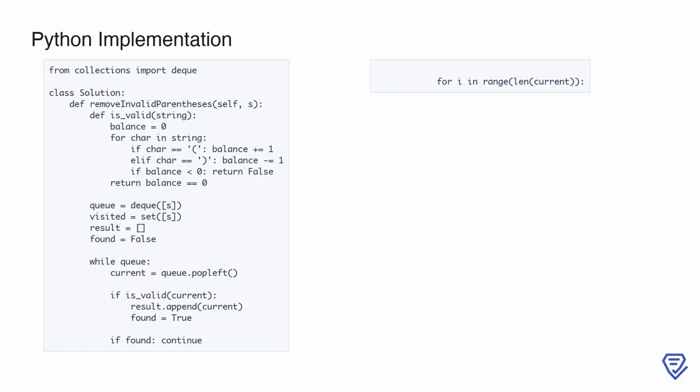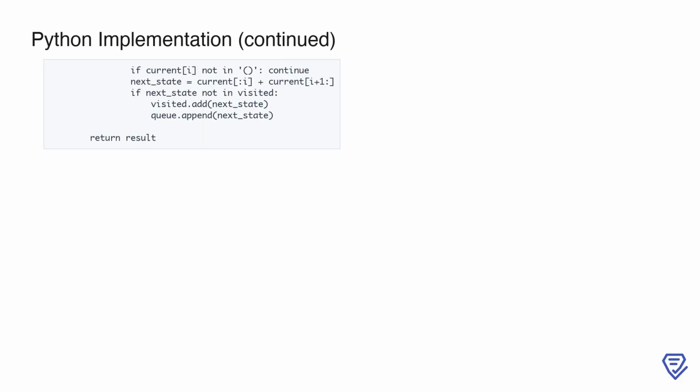If valid strings have been found, we skip generating new states for efficiency. Otherwise, we proceed to explore possible new strings by removing one parenthesis at a time. For each character in the current string, we check if it's a parenthesis. If it's not, we skip it since removing non-parenthesis characters would be unnecessary. For parentheses, we generate a next_state by removing the character at the current index.